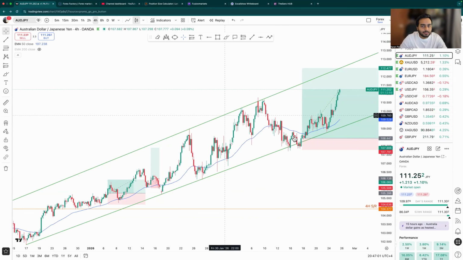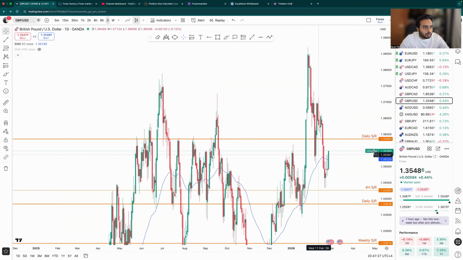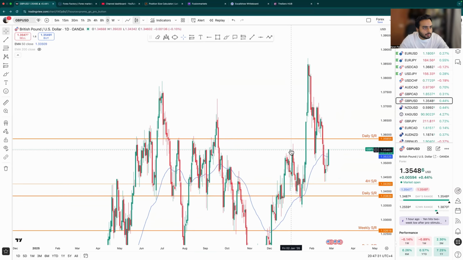In support and resistance, I had a picture from Sadia about GBP USD. She was looking for a sell. She had done some analysis right here on GBP USD. Now, if I look at the daily time frame, she had a level marked up right here around this area.